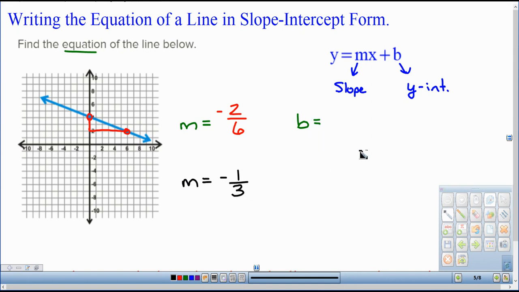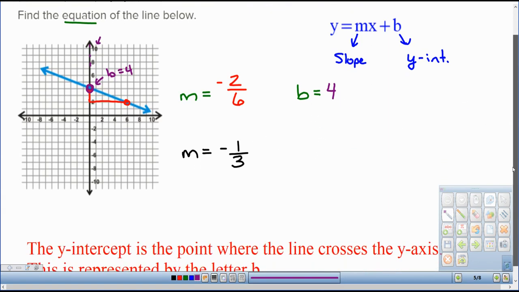The y-intercept is actually really easy to identify. Just trace your line and then find where it hits. This is the y-axis. Find where you hit that, and that number is your answer. The b value here, it's kind of covered up, but that is a 4. So b is 4, m is negative 1/3.